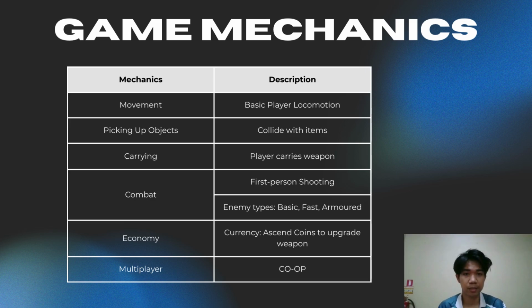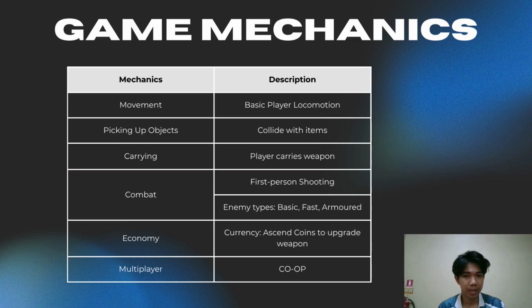Our game has 6 core mechanics. The first is movement, which allows the player to navigate, dodge, and reposition freely. Picking up objects uses collision-based collection for fragments and coins, and then carrying, which is where the player holds and upgrades their weapon throughout the run.